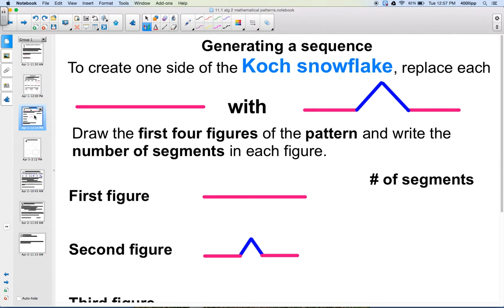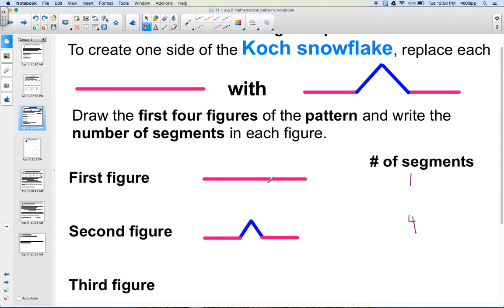Okay, moving on here, this is called the Koch snowflake. What you're doing with this is you're taking this one line segment and replacing it with these 4 line segments. See how we're replacing this 1 with 1, 2, 3, 4 segments. So the first figure only has 1 segment. The second figure has 1, 2, 3, 4 segments.